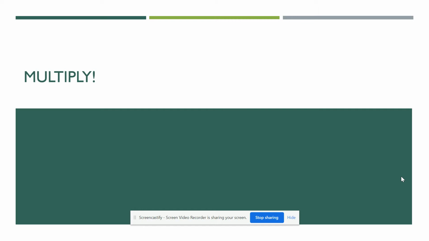The way that students multiply now is different than when we were in school. And if at any point you find that you are helping your child, I want to give you a little bit of information on how this way of multiplying works.